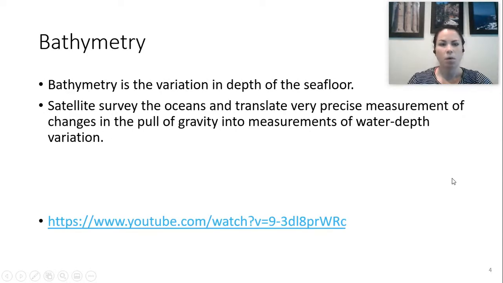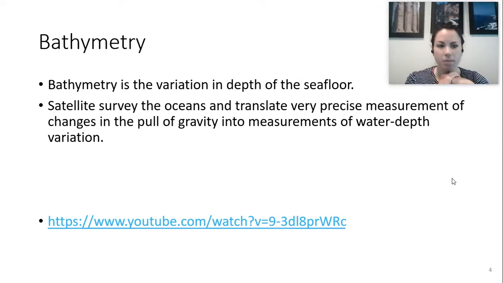So first, let's talk about bathymetry. I've used this word before, and it might make sense if you think about it in terms of topography. If you walk up a hill, you're increasing in elevation, and we call topography the changes of elevation on the surface. Now, if we were to try to describe what's happening below the water or below sea level, we call that bathymetry. This is the variation in depth of the seafloor.